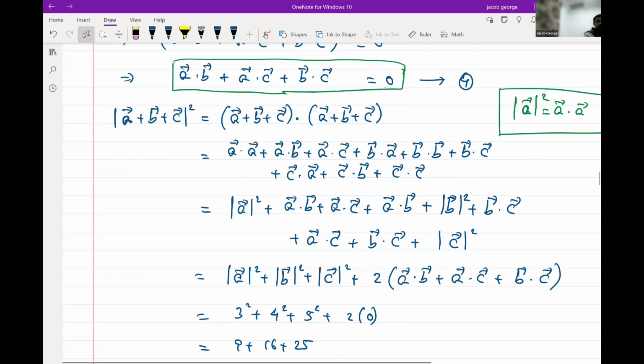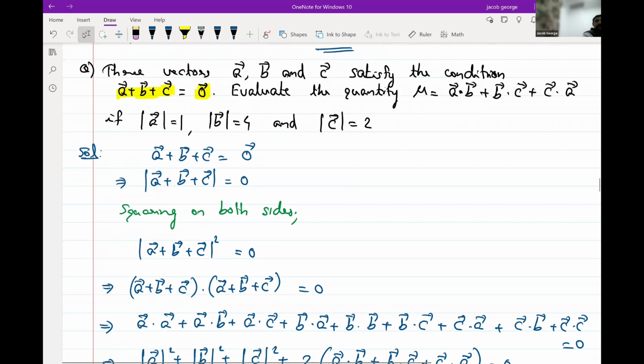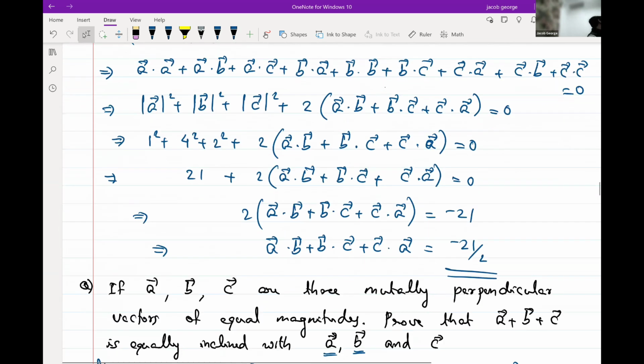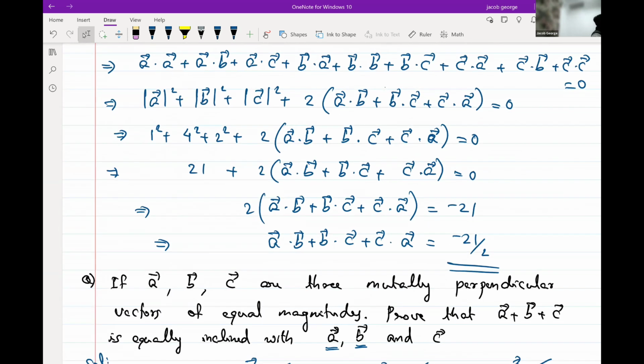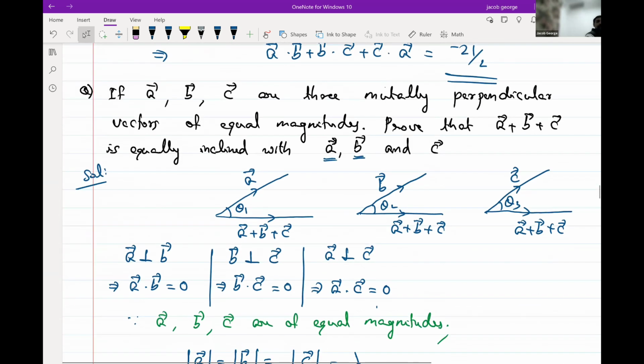Okay. Next, this one is also of the same nature. A dot A plus B plus C is 0 vector. Evaluate mu is equal to. So this question also we have to square it and equate it to 0. And from there we can substitute and find this one: A dot B plus B dot C plus C dot A. Okay, clear? And next is also of the same nature.